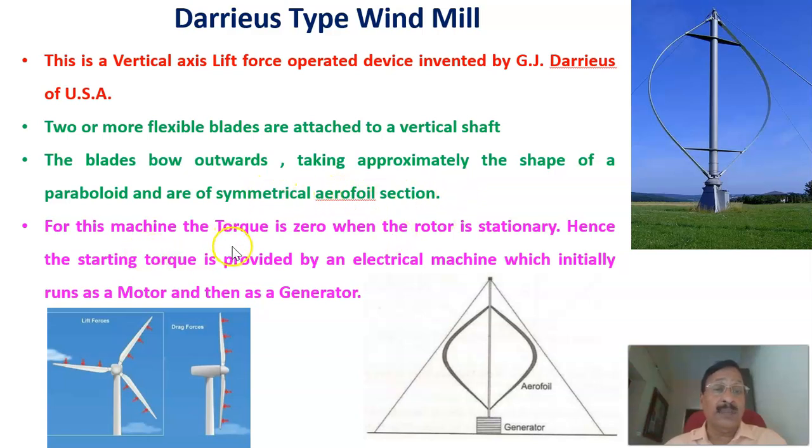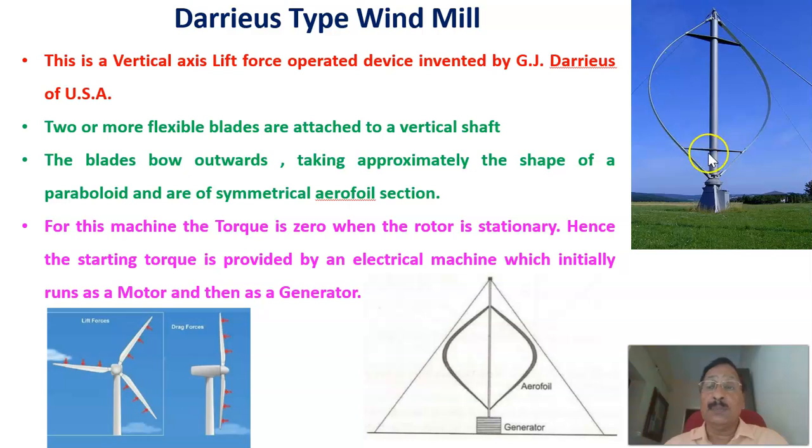For this machine, the torque is 0 when the rotor is stationary. Hence, the starting torque is provided by an electrical machine which initially runs as a motor and then as a generator. Of course, we can say that is a disadvantage of this type of Darrieus windmill, because the starting torque is 0. Then we have to provide a separate mechanism for starting. The starting torque is provided by electrical machines, which initially run as a motor and then as a generator.